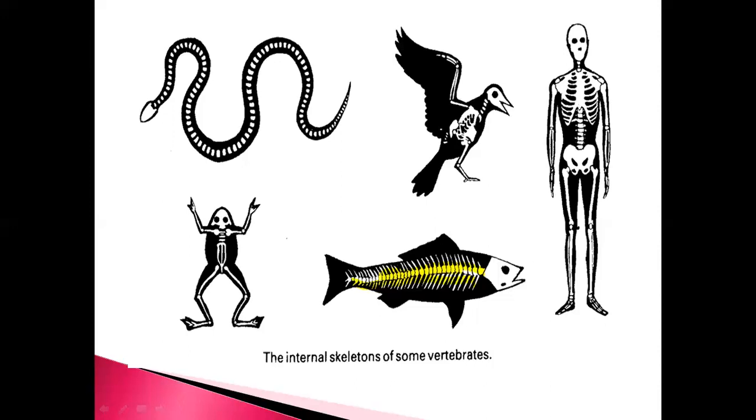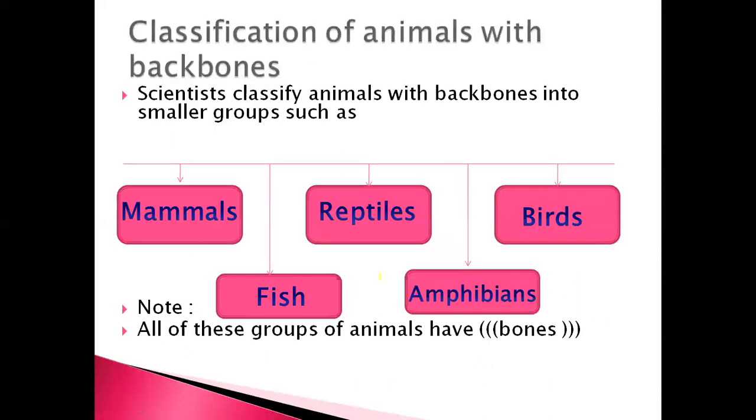Now, the scientists were thinking, what if we classify animals with backbones into smaller groups? And they put them in 5 groups. And here they are: mammals, fish, reptiles, amphibians, and birds. So you have to remember that all of these groups of animals have bones inside their bodies, okay?